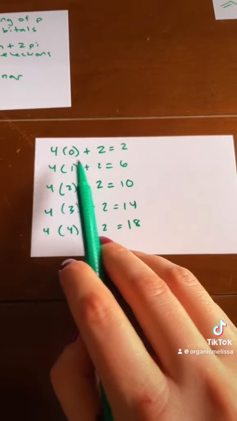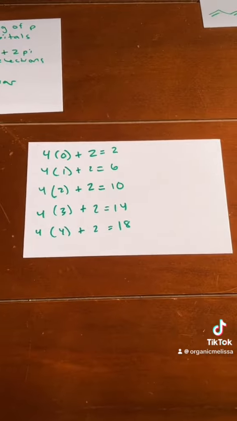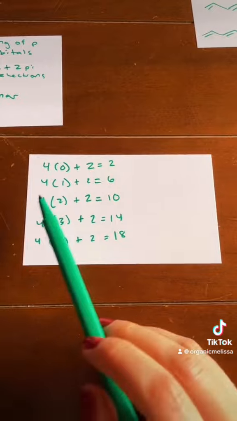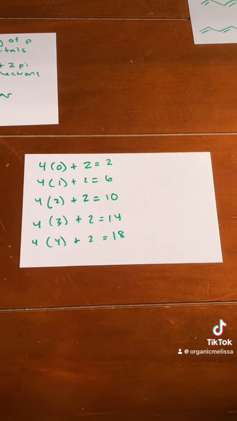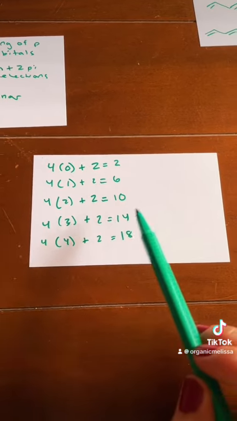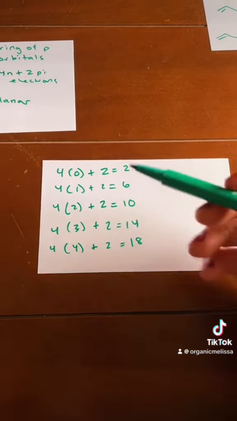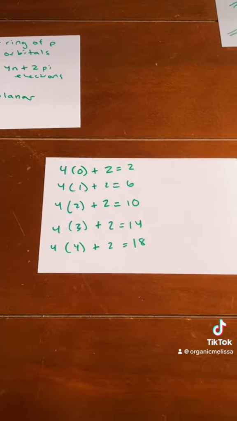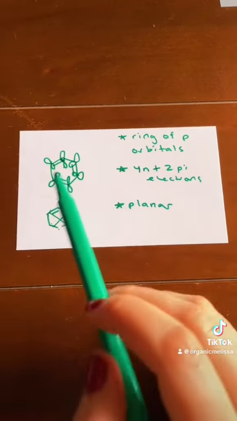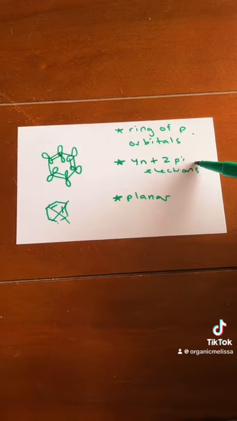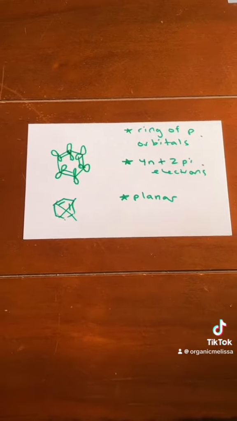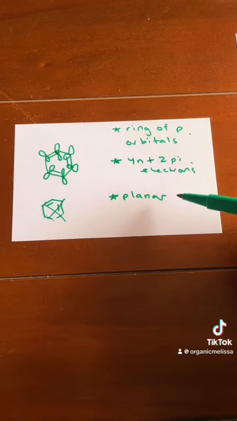So here, 4 times 0 plus 2 is 2 electrons. We don't have 2 electrons. 4 times 1 is 4, plus 2 is 6, so 6 pi electrons, that's what we have. If we had 10 pi electrons, 14 or 18, or so on, any of those would be an appropriate number. So far in this benzene ring, we have a continuous ring of p orbitals. We have 4n plus 2 pi electrons coming in at 6.